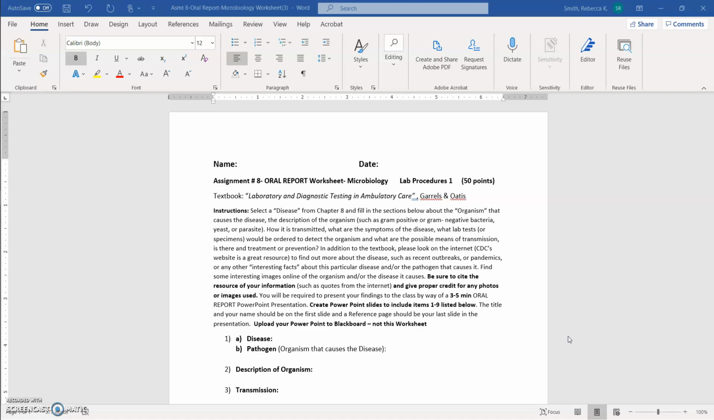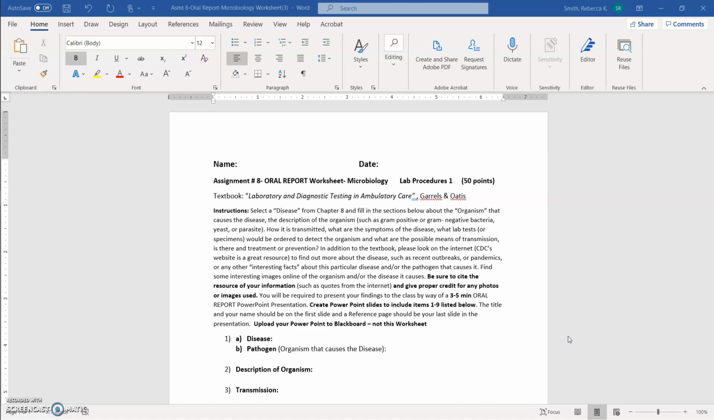In addition to your textbook, you can look on the internet. The CDC, or Center for Disease Control, is a fantastic resource to find out more about that disease. You can look at recent outbreaks or pandemics or any other interesting facts that you might want to share. You want to make sure that you're citing your resources on a reference page. You can give the textbook, websites, things like that. You can list where you found your information.